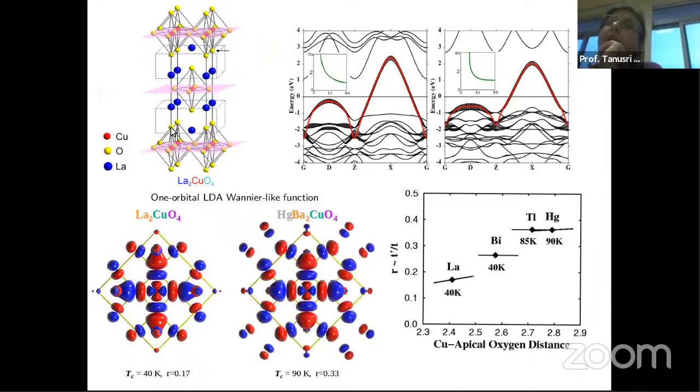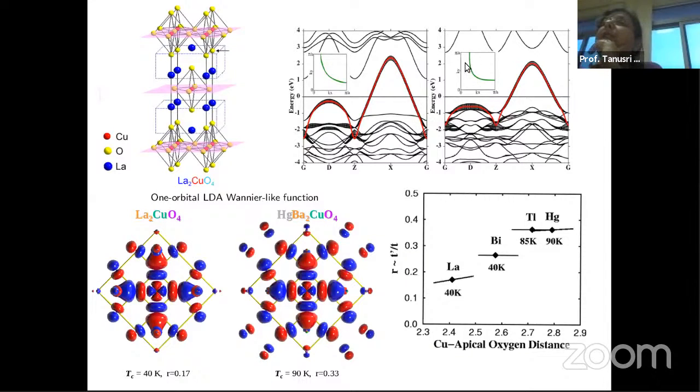And what is important, which comes out of our calculation, is this distance. This is the position of this out-of-plane oxygen, which is also sometimes known in the literature as the apical oxygen. This distance from the apical oxygen to the copper oxide plane is a key structural parameter that comes out of our calculation.